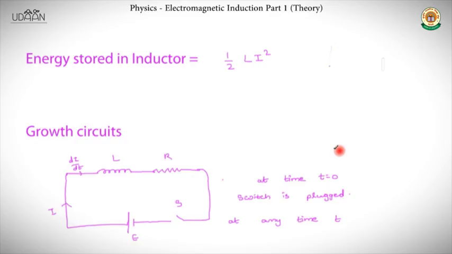Okay. And the energy stored in an inductor is given by half L i square. And this derivation is also required, so you must go through it. This is used in many places. Okay, so we move on to growth circuits now.